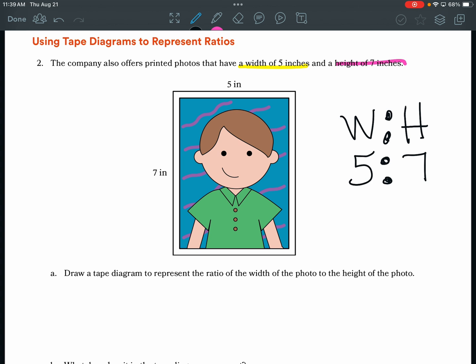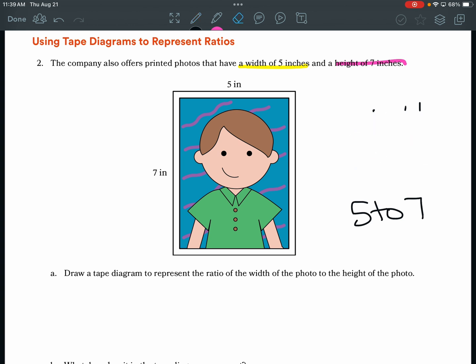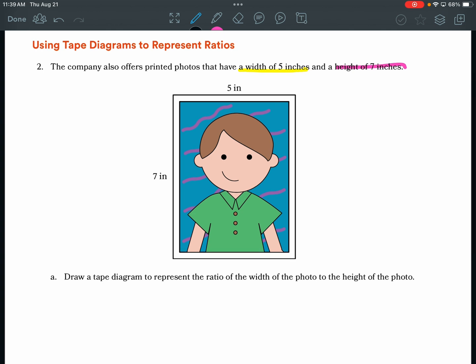Maybe you want to write it that way. I don't care. If you want to write it width to height, I don't care. I put the dots because that's how my mind sees ratios.